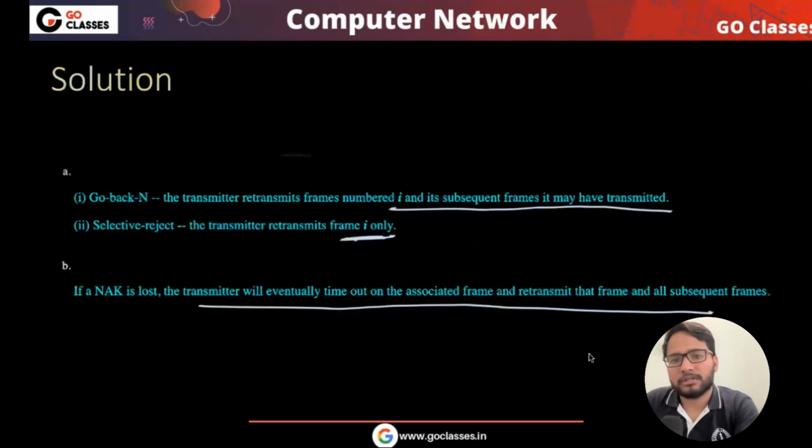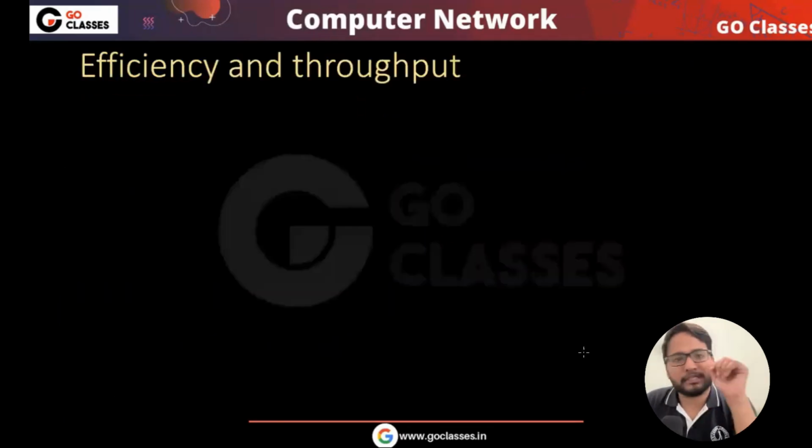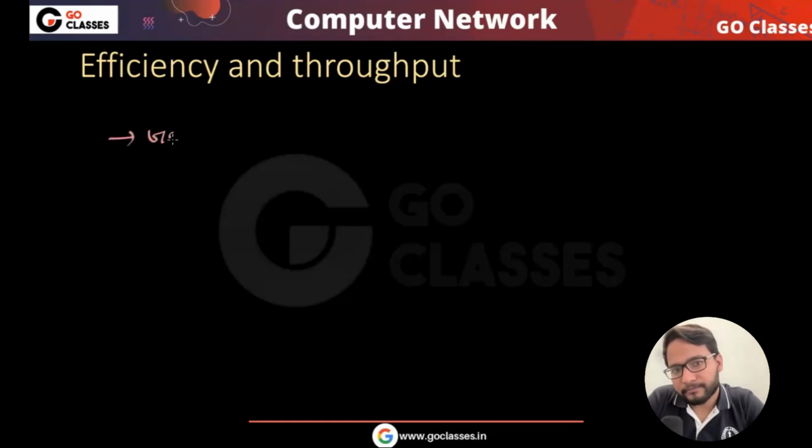Now let's solve the next questions. First let's see this concept, which is very much necessary. It is called efficiency and throughput. Is there any question till now? Now let's see the concept of efficiency and throughput in sliding window protocols. What are those sliding window protocols? These are the two types: go back N and selective repeat.